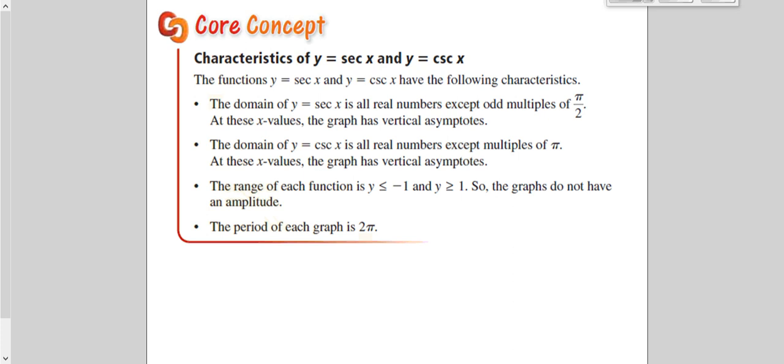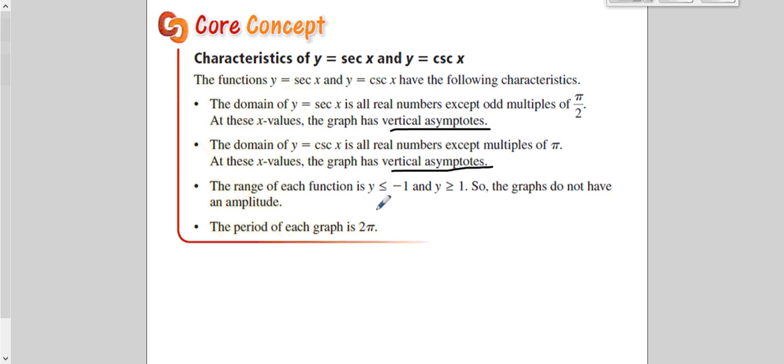Characteristics of secant and cosecant. Okay, changing gears. We did tangent and cotangent. Tangent was centered on the y-axis. Cotangent shifted forward and went down to the right. Secant and cosecant. Let's find out what these look like. The domain of secant is all real numbers except for odd multiples of pi over 2. At these x values, the graph has vertical asymptotes. Okay, more asymptotes. The domain of cosecant is all real numbers except for multiples of pi. At these x values, the graph has vertical asymptotes.